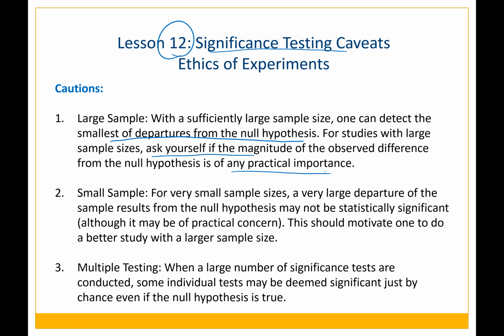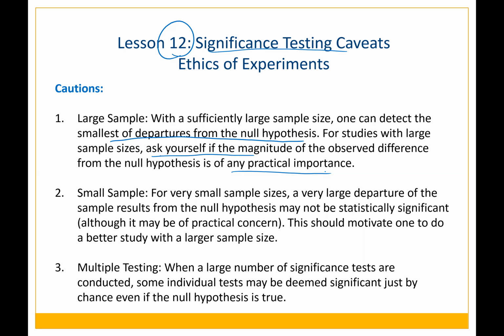So what we're basically saying here is that with a large sample, you can detect even the smallest difference from what is expected in the null hypothesis. And sometimes you have to ask yourself if that difference is of practical importance, and if it's not, we don't need to try with a larger and larger sample.